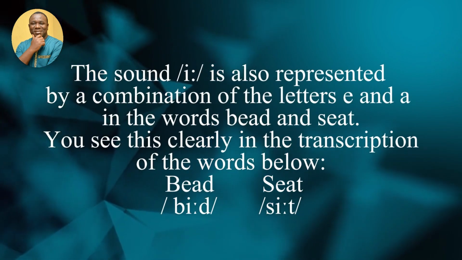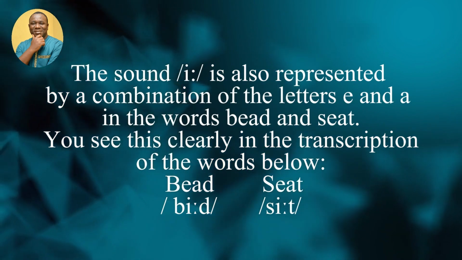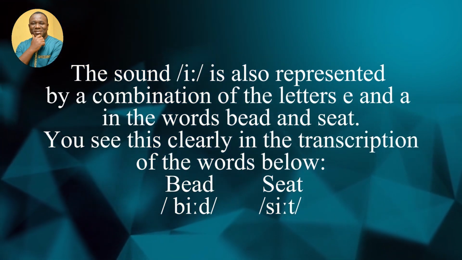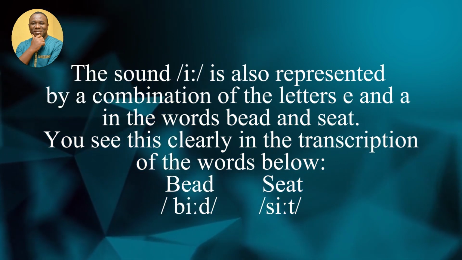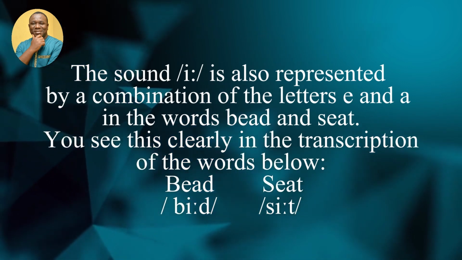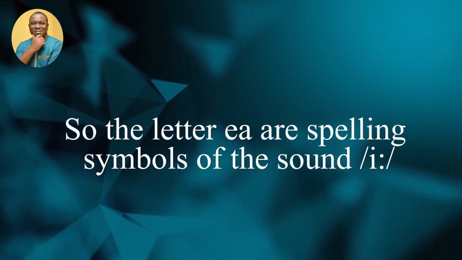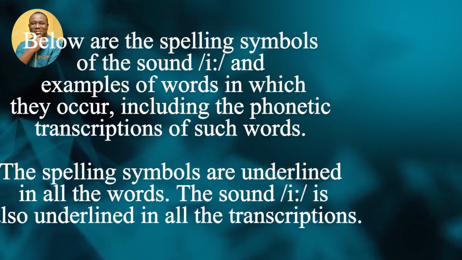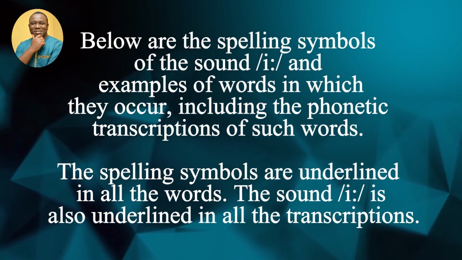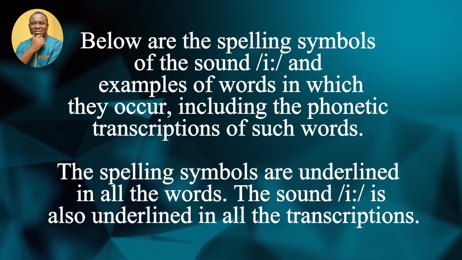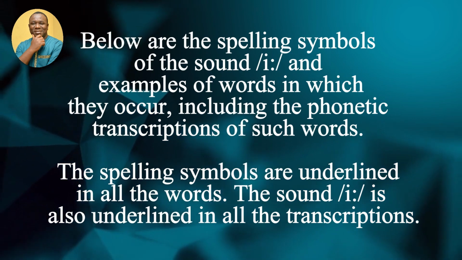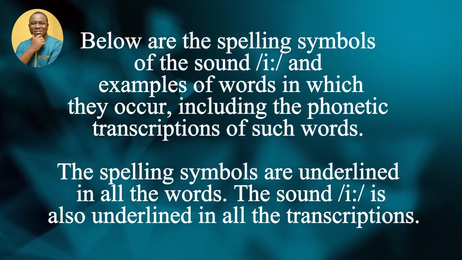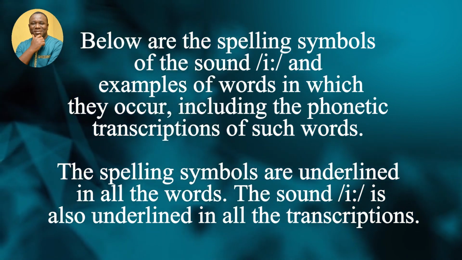The sound E is also represented by a combination of the letters E and A in the words bead and seed. Again, you see this clearly in the transcription of the words below. So the letters EA are spelling symbols of the sound E. Below are the spelling symbols of the sound E and examples of words in which they occur, including the phonetic transcription of such words. The spelling symbols are underlined in all the words. The sound E is also underlined in all the transcriptions.